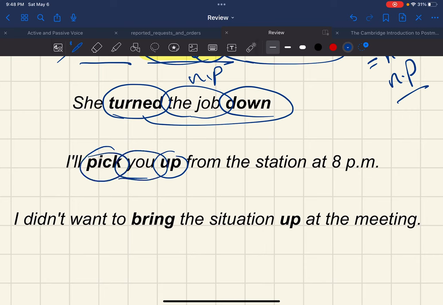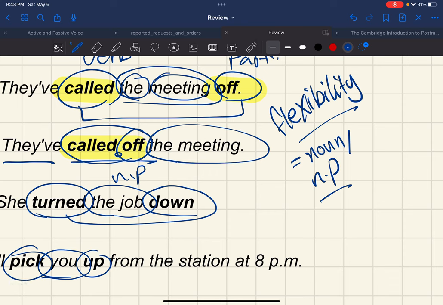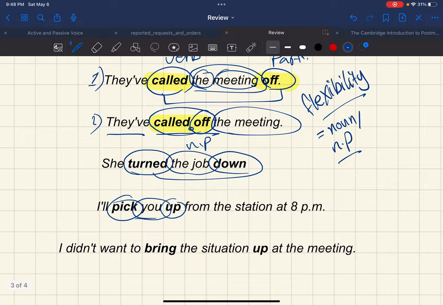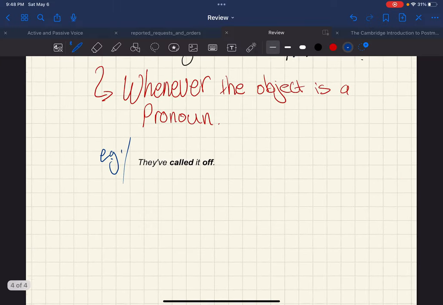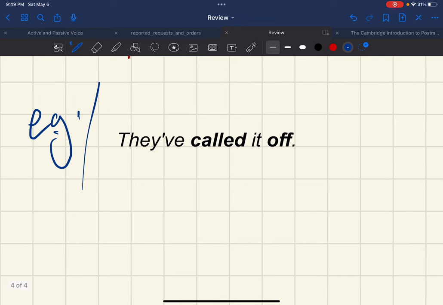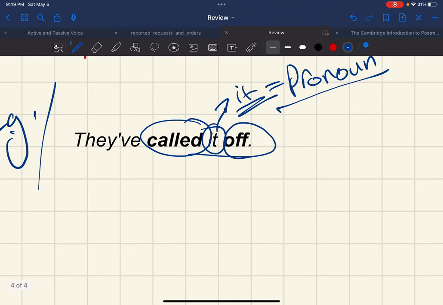This here is what we need to talk about. You see, flexibility in phrasal verb objects equals nouns and noun phrases. However, and this is very important, if you have a pronoun, such as in the sentence, they have called it off. This is the verb, this is the particle, and this here is a pronoun. The pronoun is it. Now, it is an object pronoun.